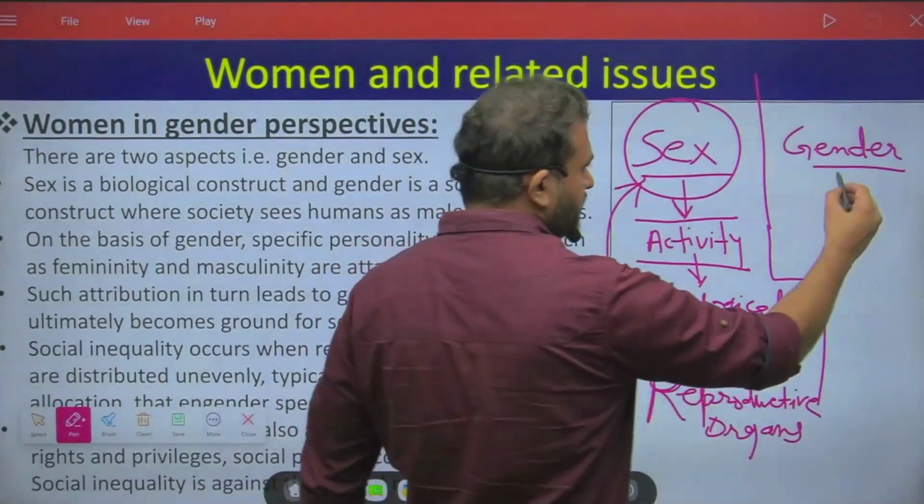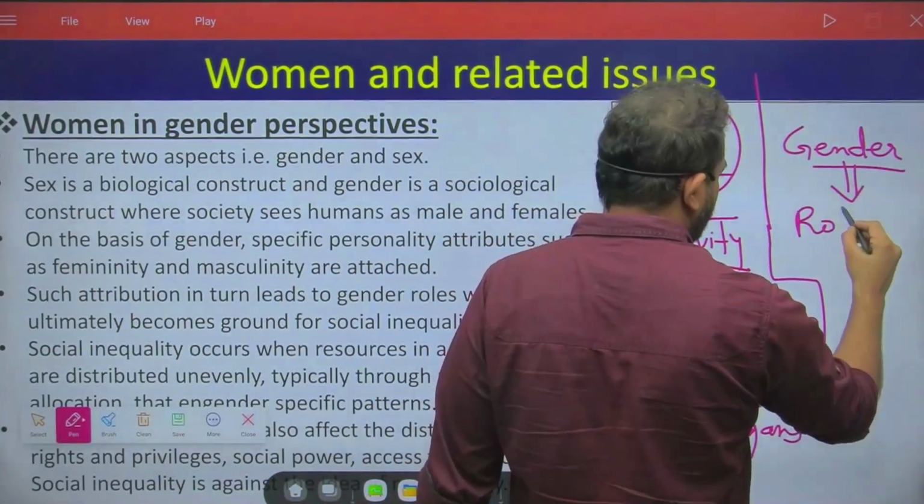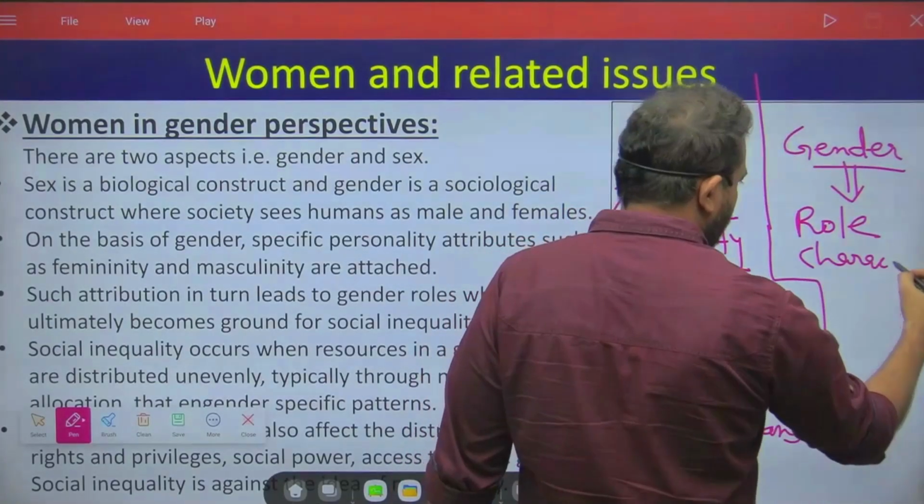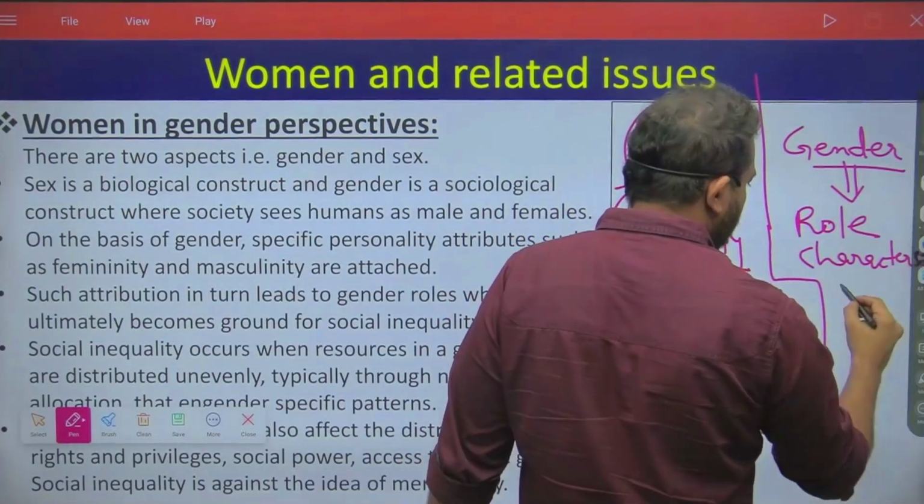And gender is actually the roles or characteristics or behavior.